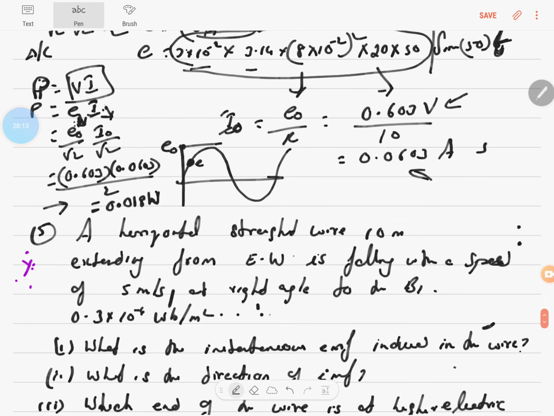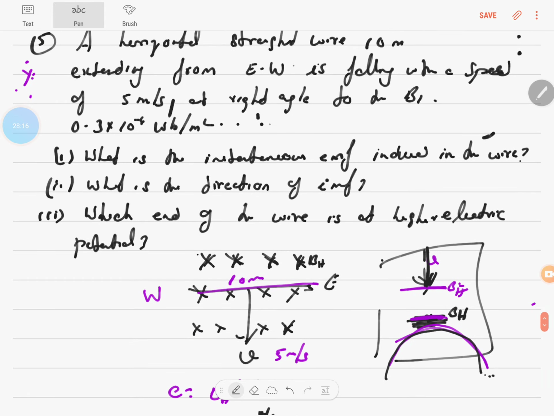So let's go to the next question. A horizontal straight wire, 10 meter. Can you see a straight wire, the purple color wire, extending 10 meter from east to west. It is falling at the speed of 5 meter per second at right angle to the magnetic field. So I mark the right angle inward so that it's at right angle to the magnetic field. And the question gives BH, the horizontal component of the magnetic field. Imagine this is earth and the horizontal component will always be on the surface of the earth. The space above the earth, the rod is falling down.